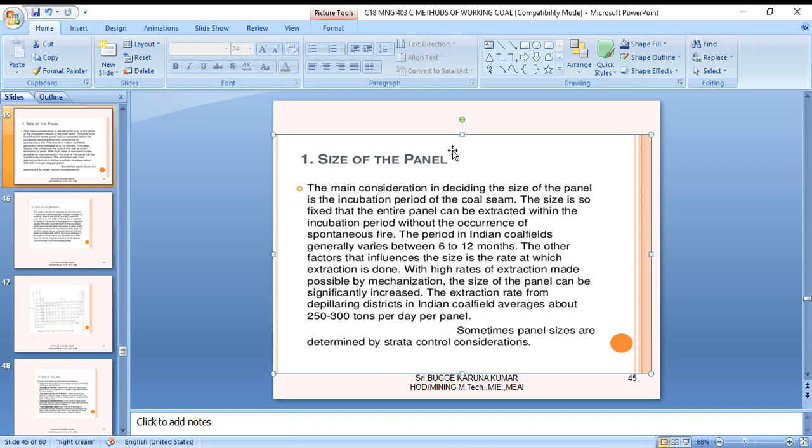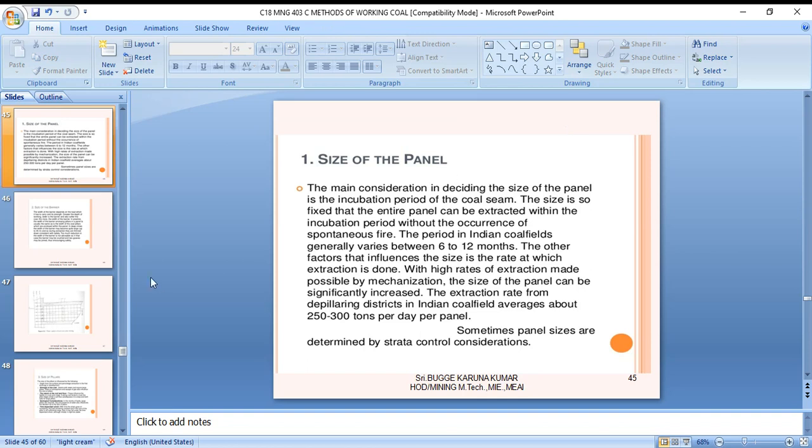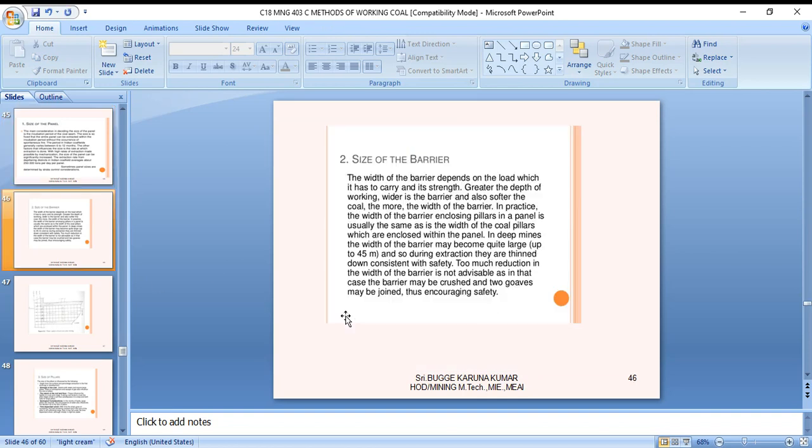conducted. Another factor that influences the size is the rate at which extraction is done. When high rates of extraction are made possible by mechanization, the size of the panel can be significantly increased. The extraction rate from the deep districts in Indian coalfields averages 250 to 300 tons per day per panel. Sometimes panel sizes are determined by strata control considerations also.